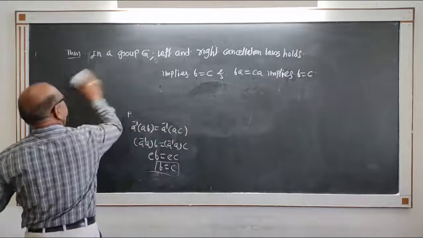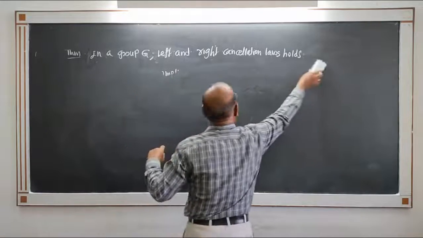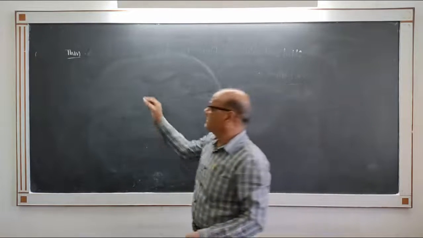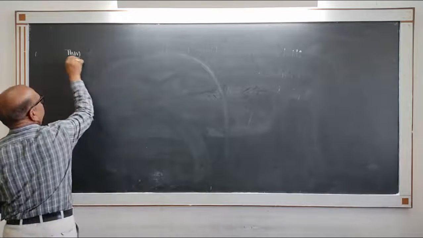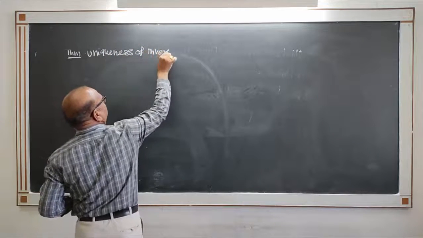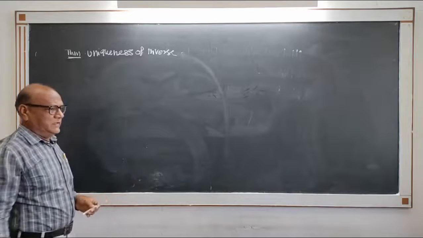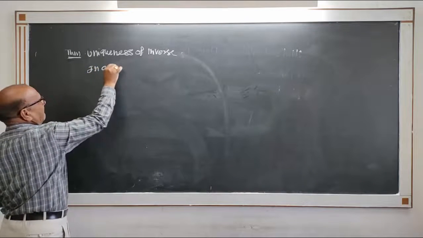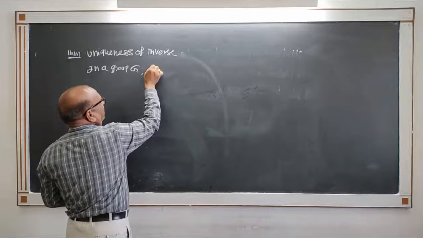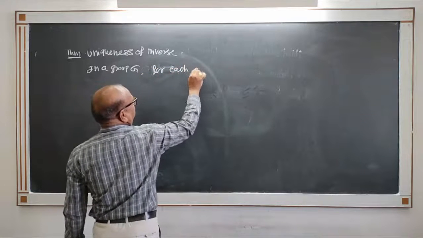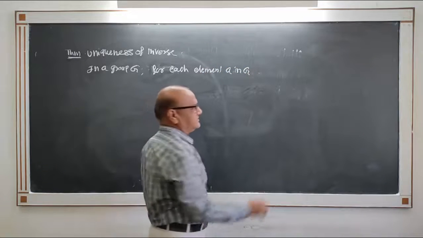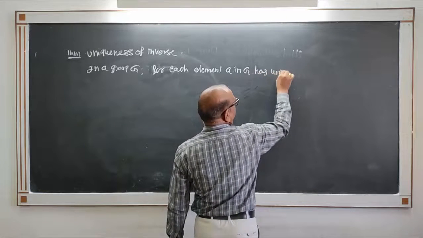Now, uniqueness of inverse. That means in a group G, each element A in G has a unique inverse.